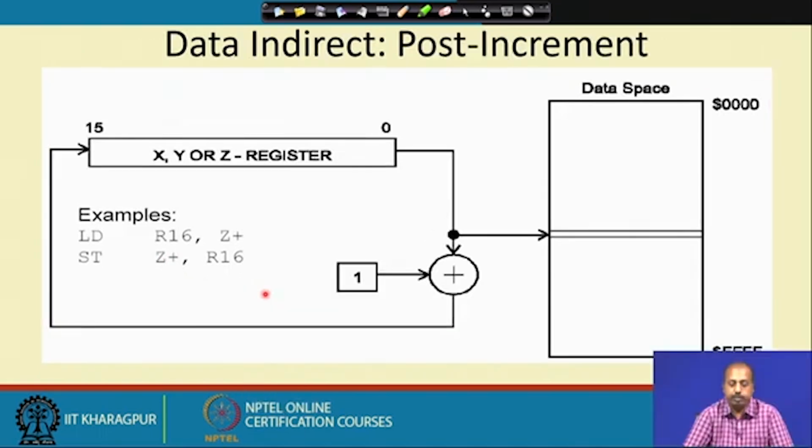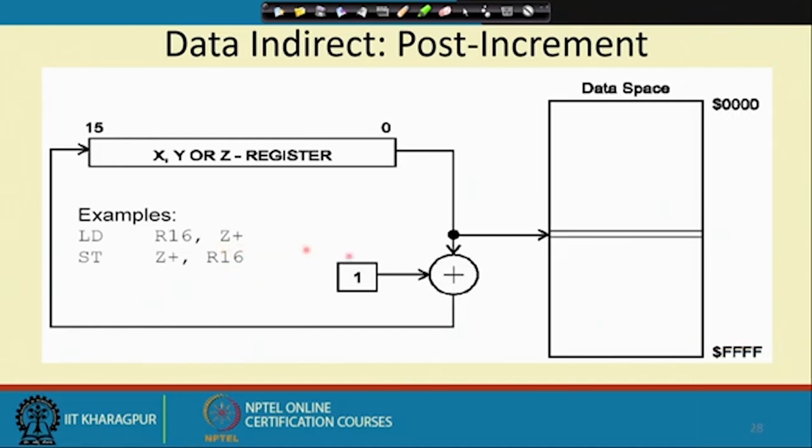So, you can have post increment also. So, it is Z plus. This Z register value will be incremented, but the previous value of the Z register will be used to access the memory. After that, this Z register content will be incremented by 1. So, this is the post increment mode, and similarly for storing we can have post increment.